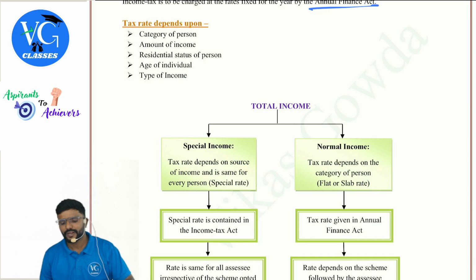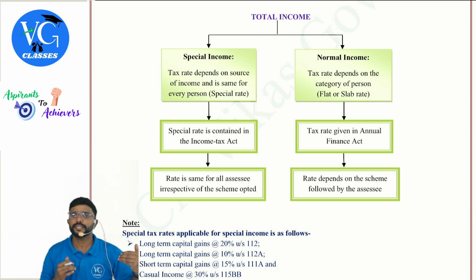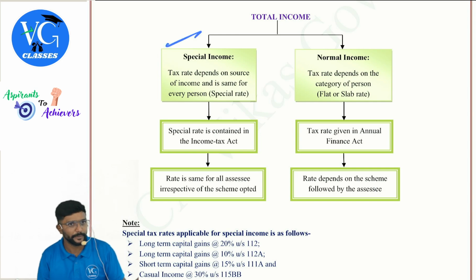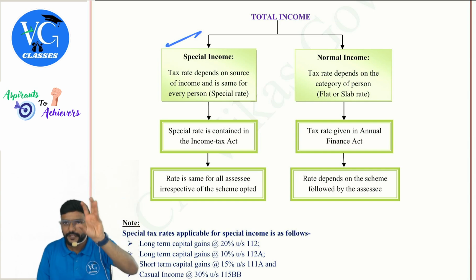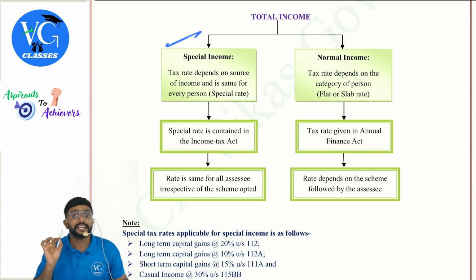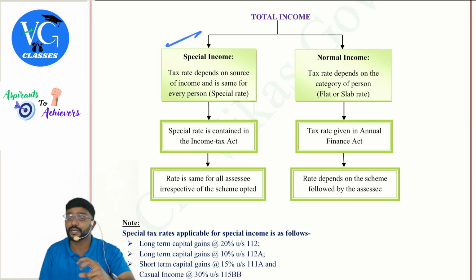Whereas type of income. Now, sir, what's the type of income? Guys, income can be divided into two categories: special income and normal income. Special income you will consider only if it is given in the question specifically. What are special incomes? We will see later what all it includes. If income includes special income, then on that the rate is always special. The rates on special income are given in the respective sections under the Income Tax Act only, that is 111A, 112, 112A, 115BB, 115BBJ. All these are the sections which cover the tax rates applicable on special income.